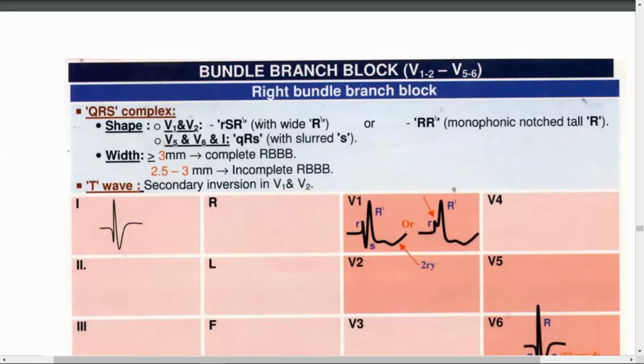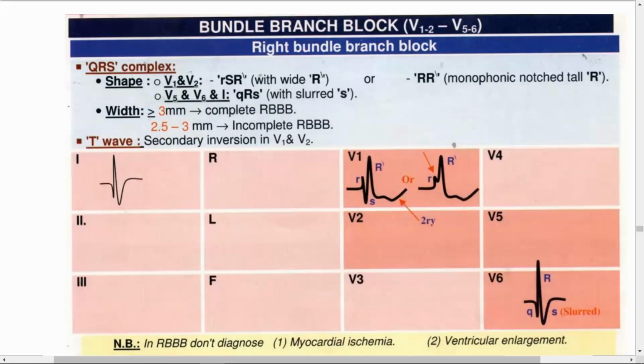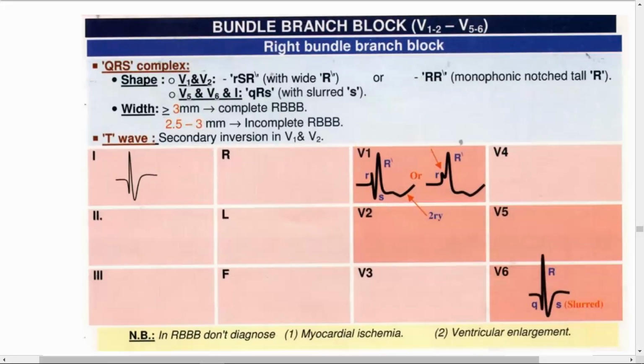The second thing will be the bundle branch block. Before we look for any bundle branch block or comment on it, the first thing is that the QRS complex should be more than 120. If not more than 120, don't comment, so we skip this step. Clear? The second thing, where will we look? We will look in V1 and V2 and V5 and V6.